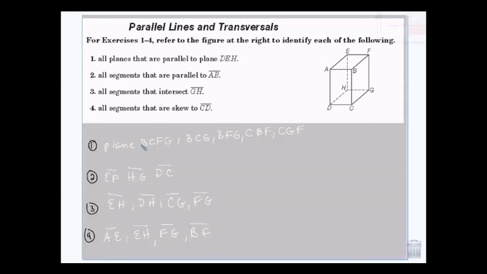Okay, on this particular answer, these are all the same plane. There's only one plane that's parallel. I just listed the different ways you could name it, but it's actually just one answer. So if you used any combination of letters that are shown here, then you got it right. Basically, as long as you knew that it was this side that's parallel, you're good.